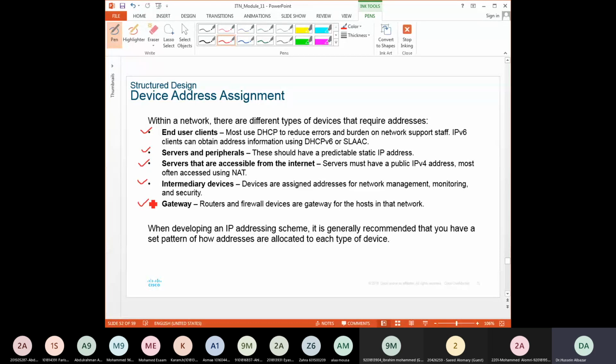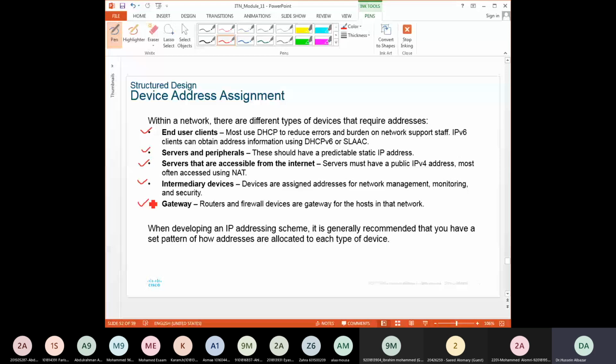Most networks allocate IPv4 addresses to the client devices dynamically. How can we allocate a dynamic IPv4 address to any end device? By using the Dynamic Host Configuration Protocol in order to reduce and eliminate the errors. Now, an IPv6 client can obtain address information by using either Dynamic Host Configuration Protocol version 6 or SLAAC, Stateless Address Auto Configuration.